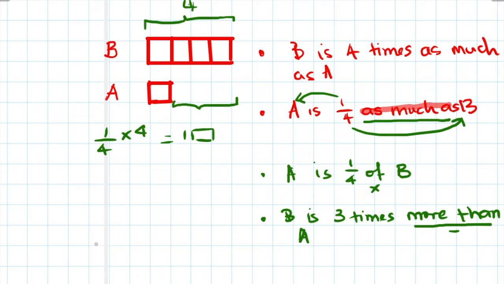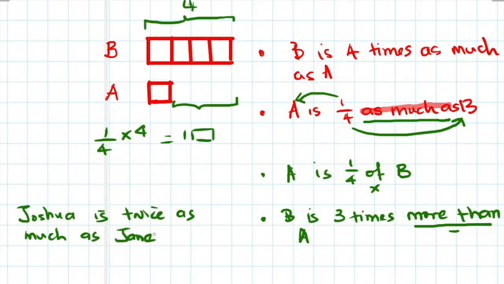Let me say something like Joshua is twice as much as Jane. So you think, oh, why don't they give me a number? How? It's "as much as". When I say twice, it is 2/1. So Joshua is 2, then Jane is 1.